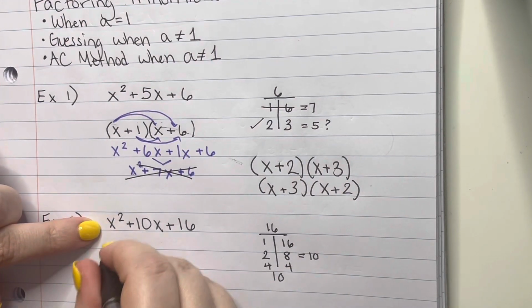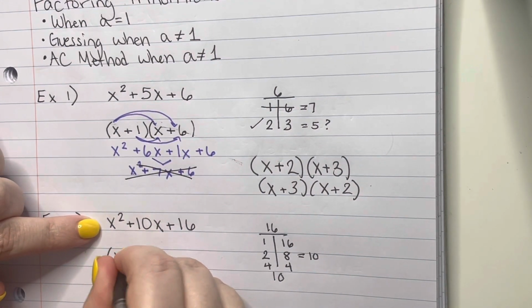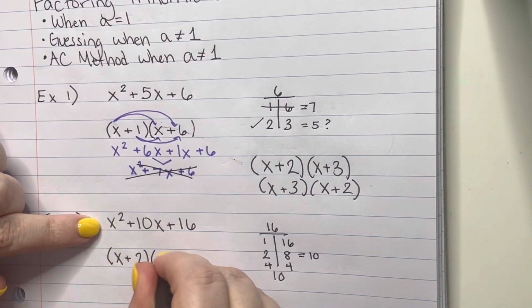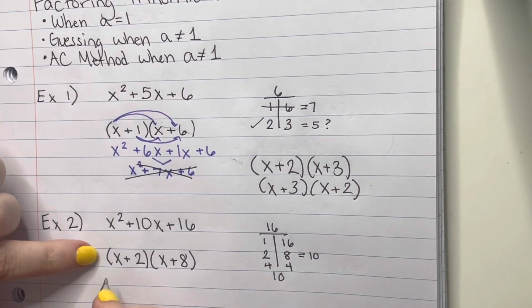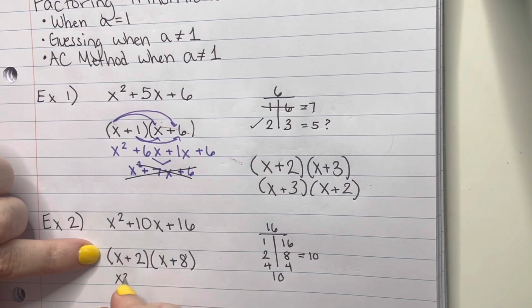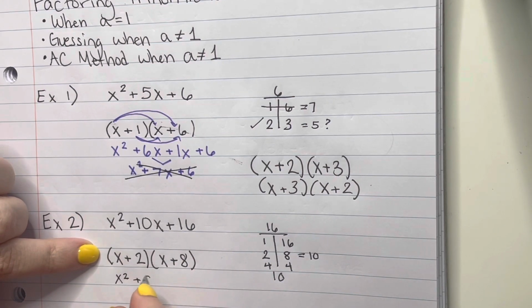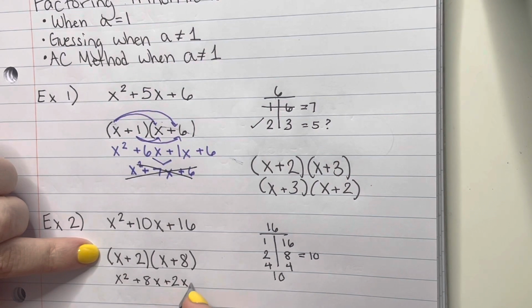So we write our factors as x plus 2 and x plus 8. And if we wanted to check our answers, we would get x squared plus 8x plus 2x plus 16.